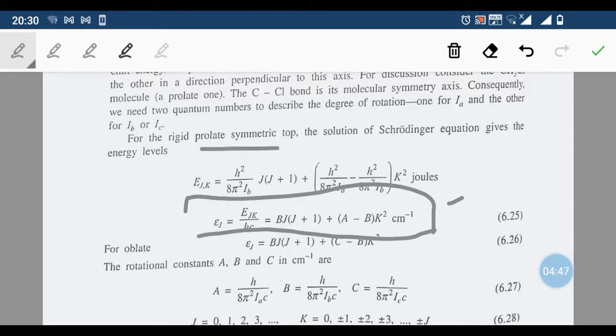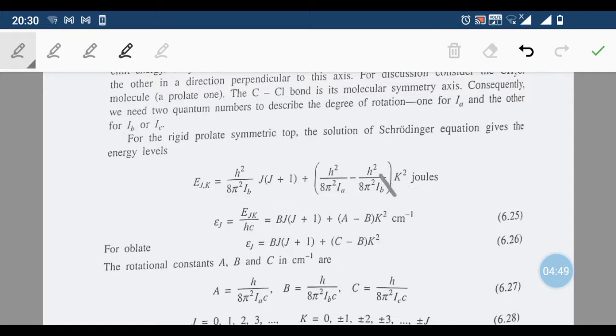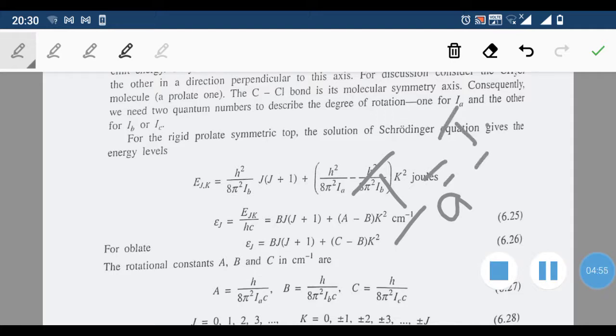Now in the case of oblate symmetric top molecules, we know that the condition is IA is equal to IB less than IC. That is for the case of oblate symmetric top molecules.